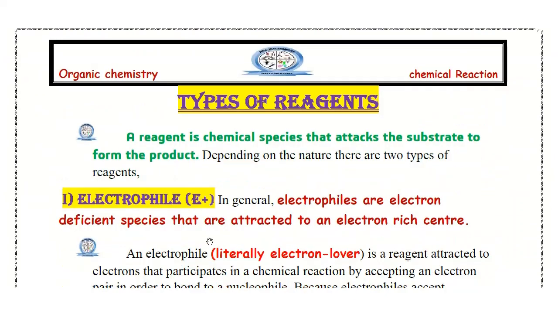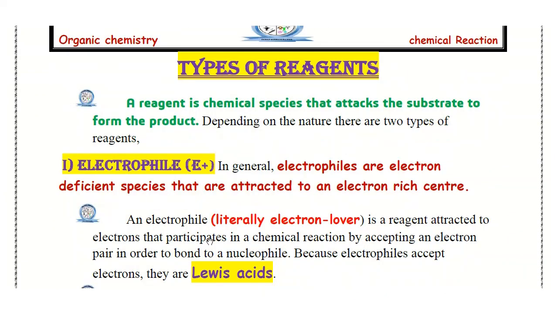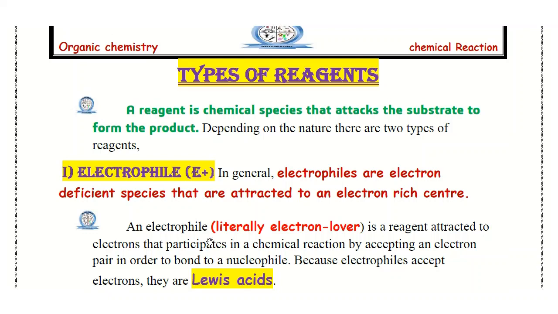Now let's discuss some of the most important types of reagent molecules. We have discussed that the reagent is that type of molecule which is going to attack our substrate in order to cause the chemical reaction. Clear? That attacks the substrate to form the product. So basically there are two main types of reagent molecules. One is the electrophile, and the second is the nucleophile.